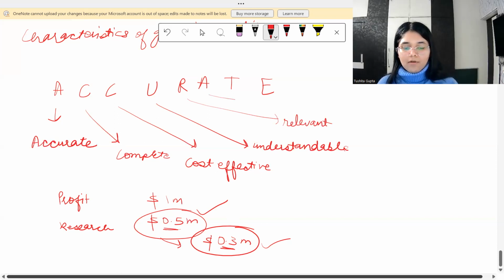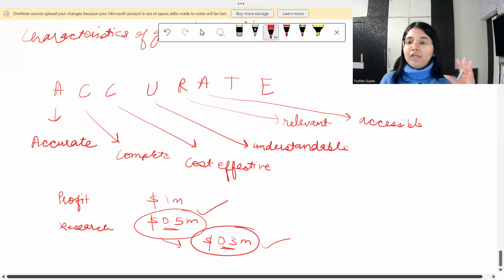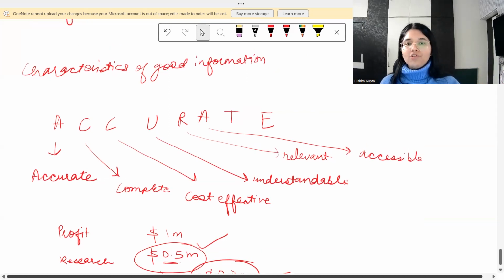Then let's talk about the A that's there over here. The A stands for accessible. So good information should always be accessible. That means if I am a user of the information, it should be available to me in a specific format which I'm able to access. If I'm not able to access that information, then it is of no use to me. I have obtained the reports, and the reports are probably in some sort of robotic language, which is not something I understand. So this is not accessible to me. That is why this will not be a piece of good information for me.